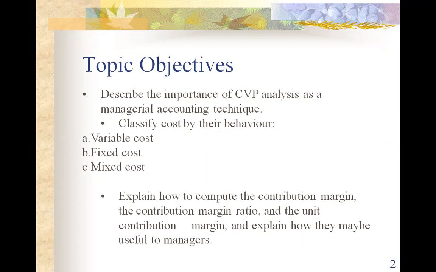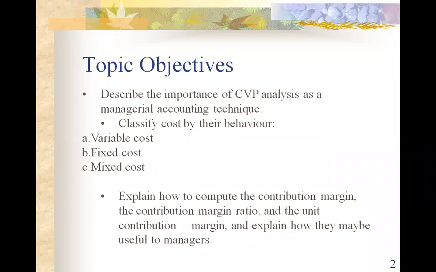Okay. Next cost is the fixed cost. Fixed cost means in total it is fixed, but with the level of production, per unit basis it changes. In total it is fixed. Okay, for example, in a company there is a factory rent. Factory rent can be an example of a fixed cost.